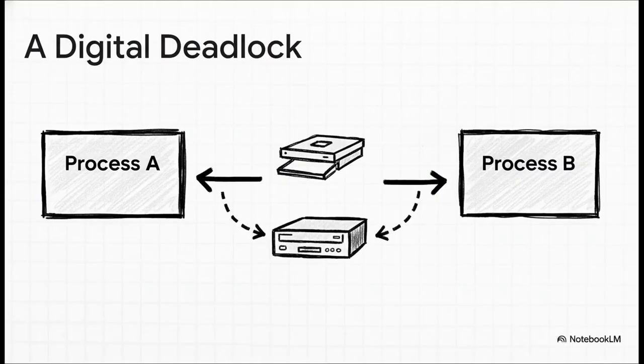So check out how simple this can be. Let's say we've got two programs. They want to scan a document and then burn it to a CD. Okay, so process A successfully grabs the scanner. At pretty much the same time, process B grabs the CD recorder. So far, so good, right? But then, process A needs the CD recorder, which process B is holding, so A has to wait. And then what happens? Process B decides it needs the scanner, which process A is holding. Now they're both stuck. Permanently. Neither one can move forward. That is a textbook deadlock.